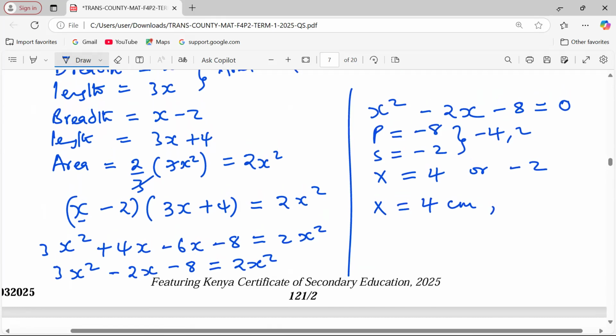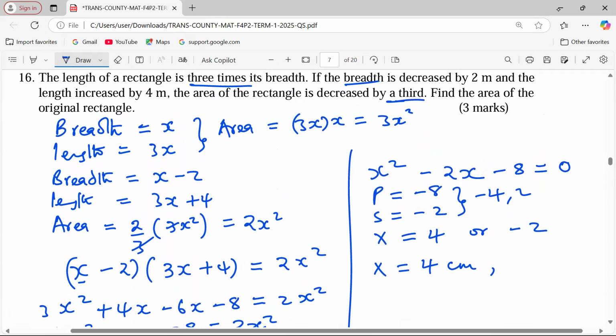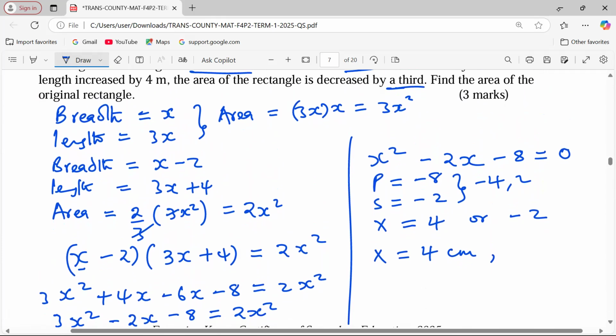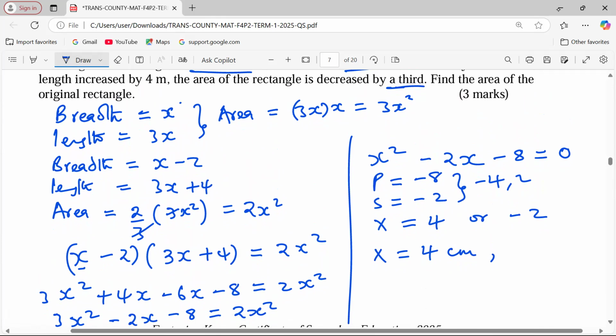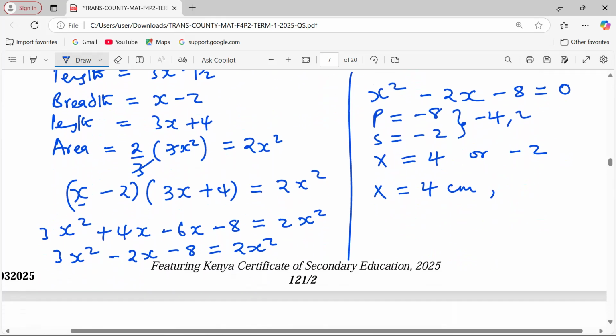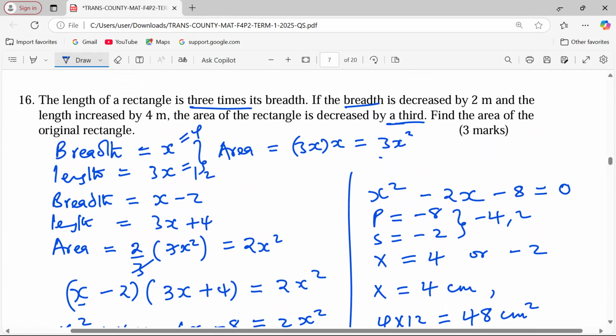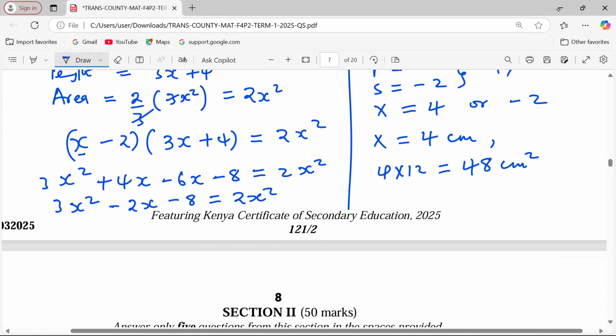That means we are having the original breadth. Find the area of the original rectangle. So the original rectangle is measuring 4 by 3 times 4, which is 12. So area shall be 4 by 12, giving us 48 square centimeters. Or we could have said the area of the original is 3x squared, which would be 3 times 4 squared. 4 squared is 16, 16 by 3 is still 48. So we get the same.